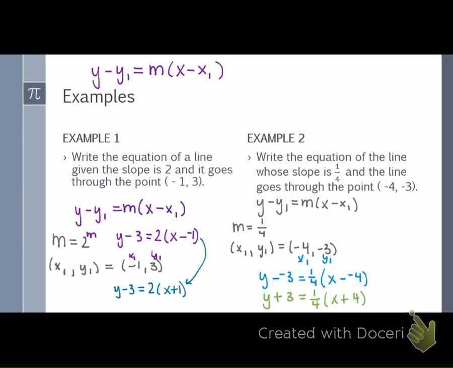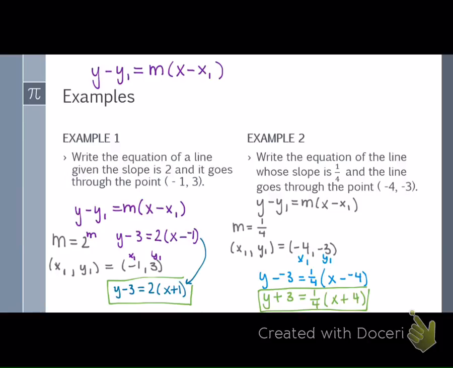Okay. So look over the first two examples we just did there and see what questions you guys have for me at this point. All right, so let's look at the next example there.